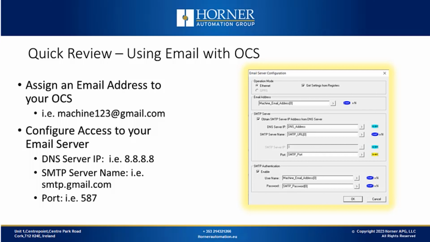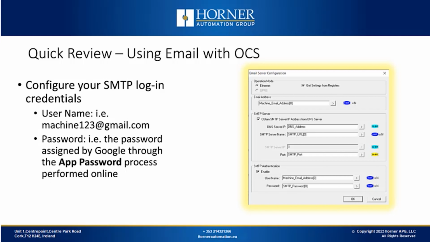This involves specifying details such as the SMTP server name, commonly smtp.gmail.com, the DNS server IP address, and the port number. The recommended port number for TLS encrypted email sessions is 587. Lastly, we will configure the login credentials consisting of the username and password. Usually, the username is the machine's email address. As for the password, it will be the app password obtained from Google, assuming we're using Gmail.